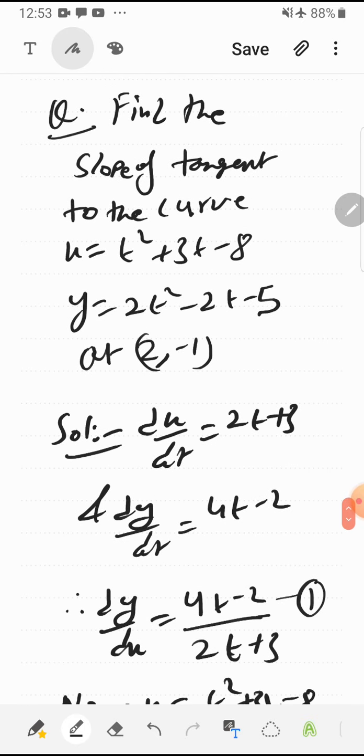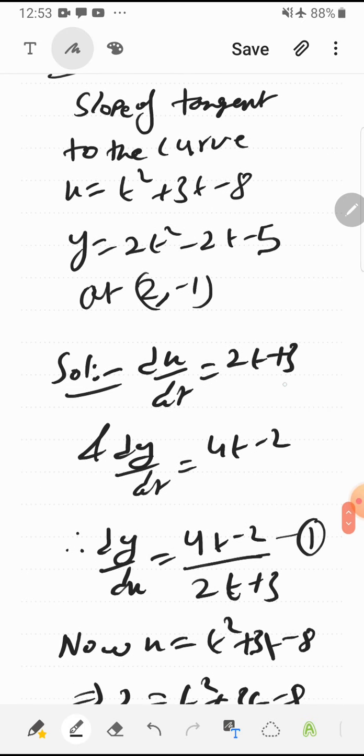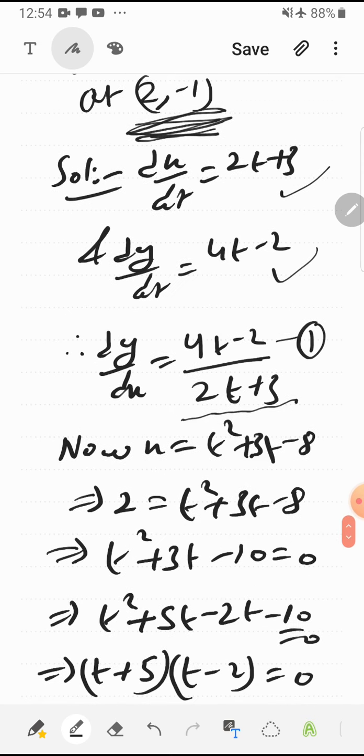Let us find dx by dt and dy by dt. These are 2t plus 3 and 4t minus 2. Dividing, we get dy by dx equals 4t minus 2 upon 2t plus 3. Let this be equation number 1. Now the question arises, what is the value of t which we are going to put? For this, let us consider this point. Here x is 2 and y is minus 1. So I am putting x as 2 here.